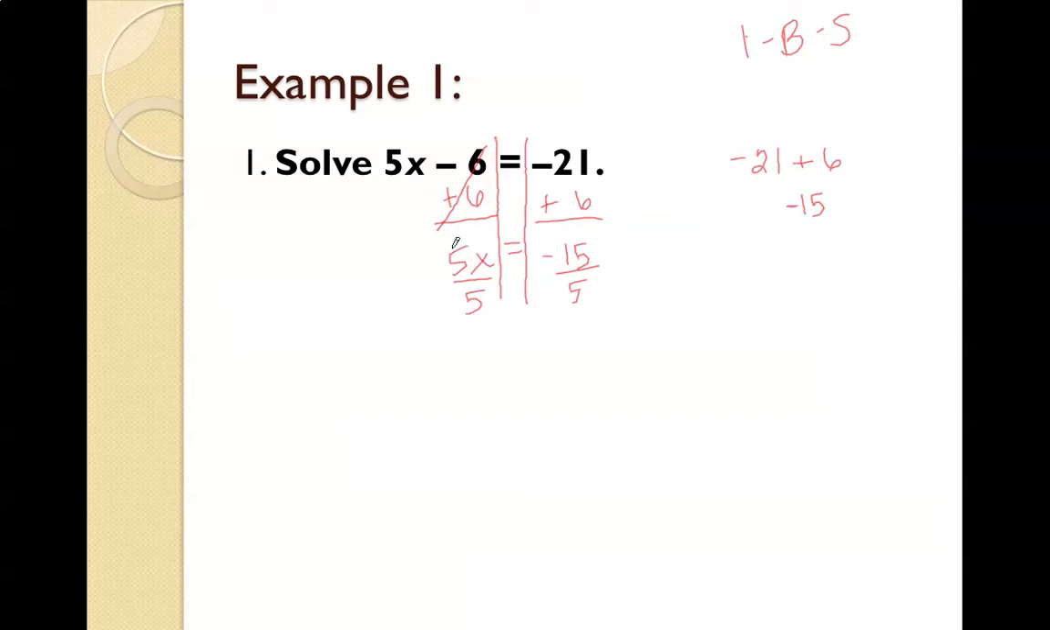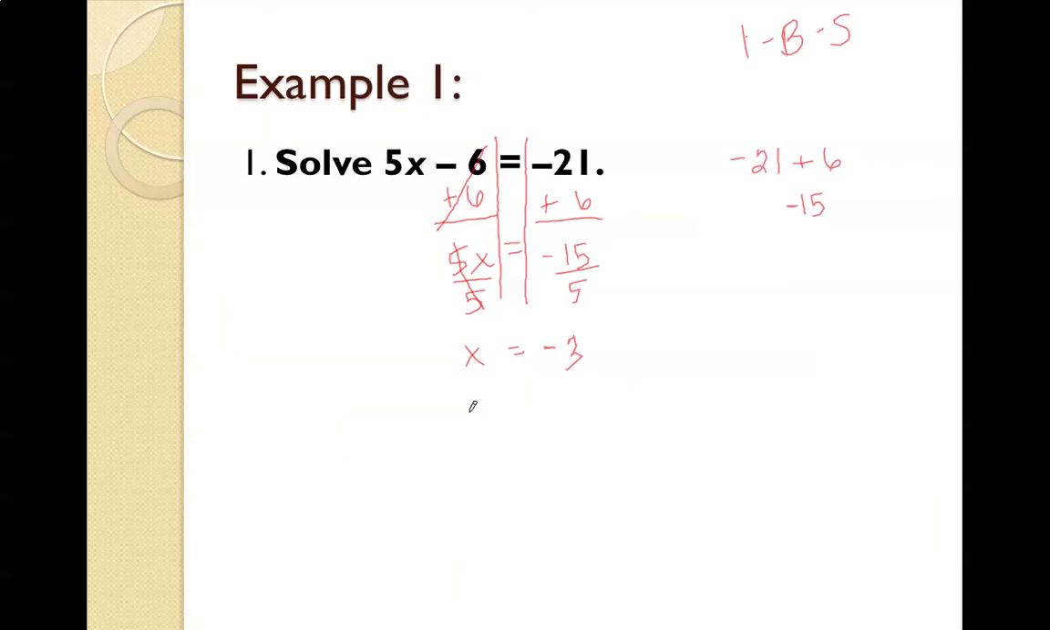Now, what happens here is these 5s cancel each other out. And I'm left with x on the left side, which is perfect. That's what I want. I want x all by itself. Now I have to solve this side. I have a negative divided by a positive, so I know my answer is going to be negative. And then I have 15 divided by 5, which gives me 3.